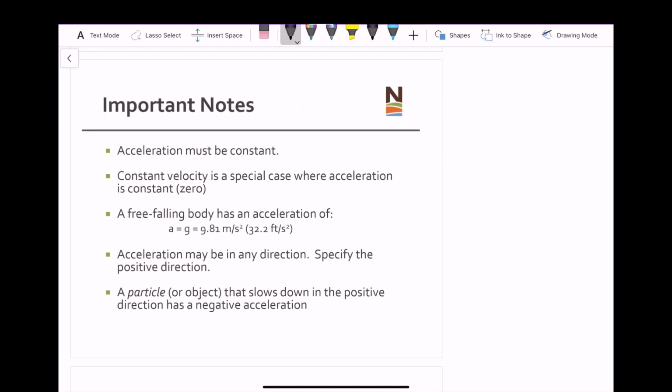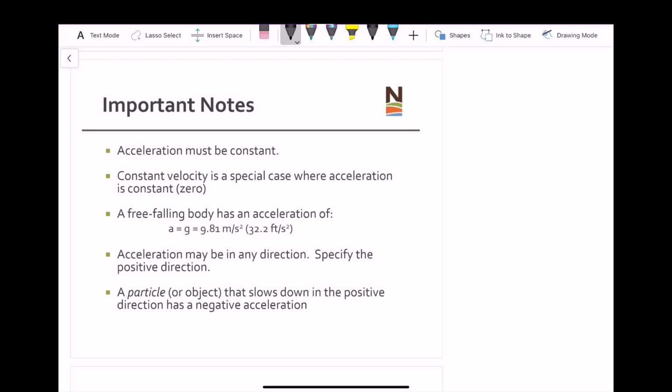Some important notes about these equations. First, the acceleration must be constant. Constant velocity is a special case where acceleration is 0. Remember, I did say that if the velocity magnitude is either 0 or constant, then the acceleration is always 0 unless there's a change in direction. So unless it's specified that there's a change in direction, then the acceleration must be 0.